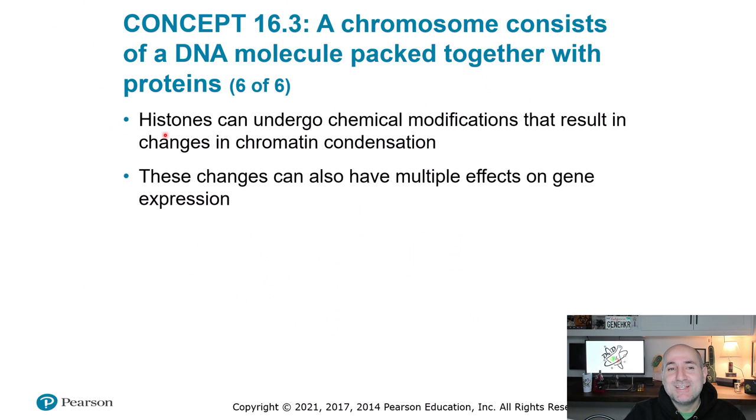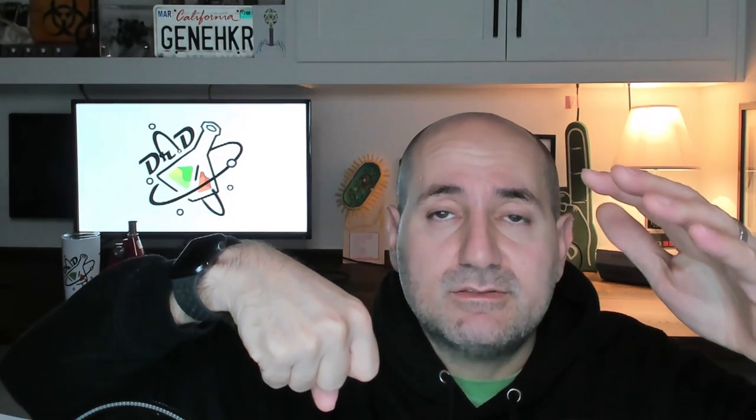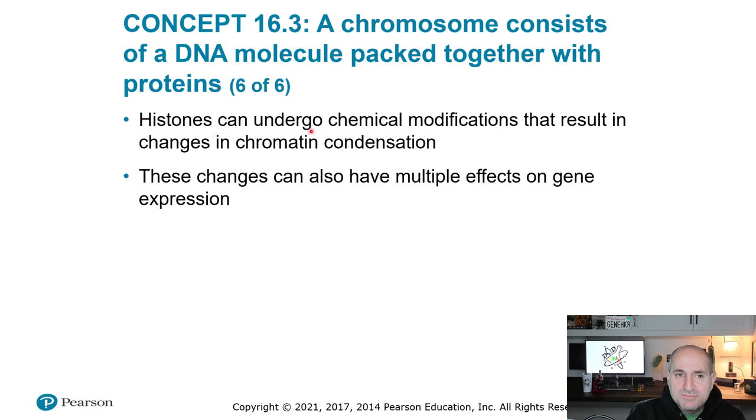Does that make sense? And again, those histone tails, those histones can undergo chemical modifications that result in changes in chromatin condensation. This allows for effects on gene expression. So in certain tissues, for example in your skin cells, you may not want the insulin gene to be turned on in a skin cell, right? Your skin cells don't need to be expressing the insulin gene. That's for your pancreas, right? So the insulin gene may be turned off in your skin cells. And the way your skin cells would turn off the insulin gene is by perhaps modifying those histone proteins to condense the DNA near the insulin gene to prevent its gene expression.